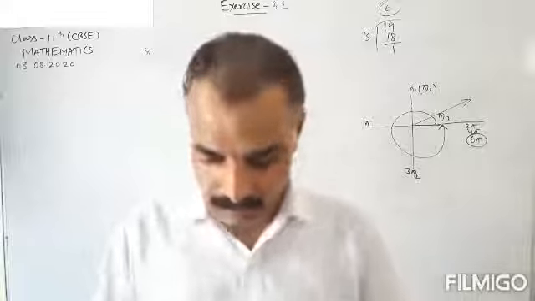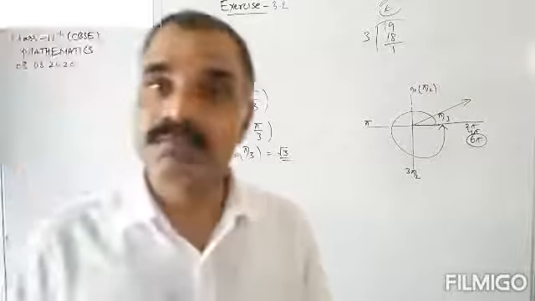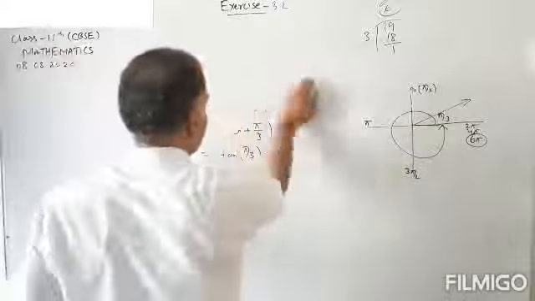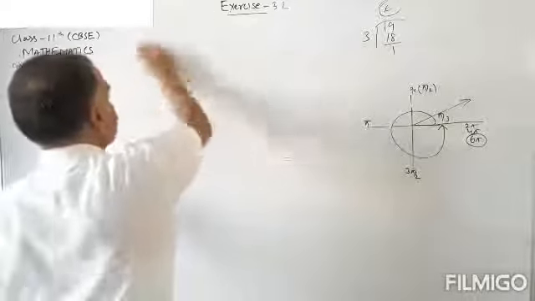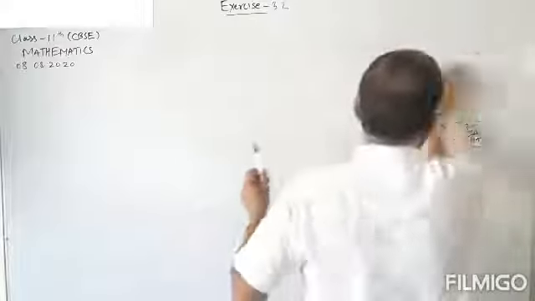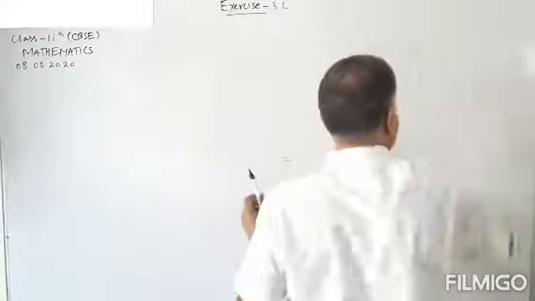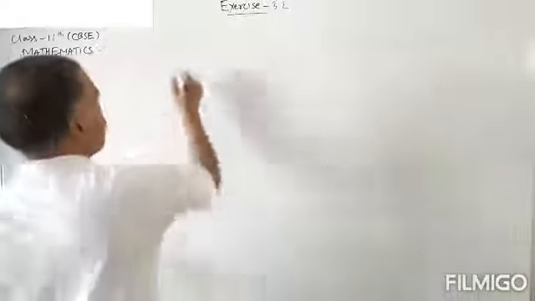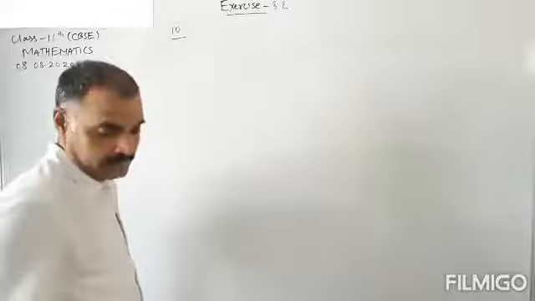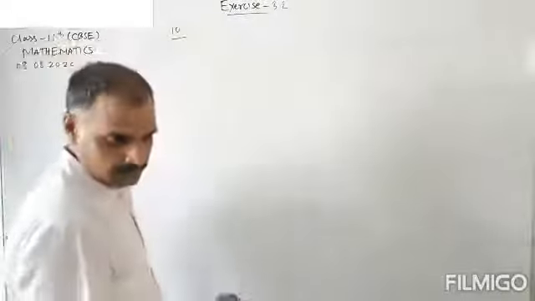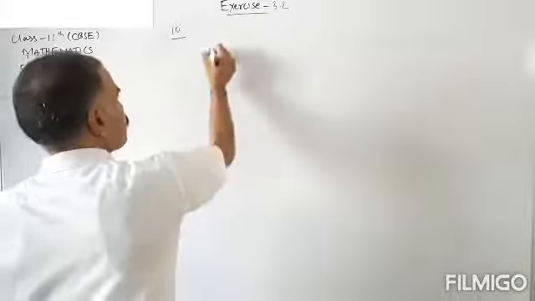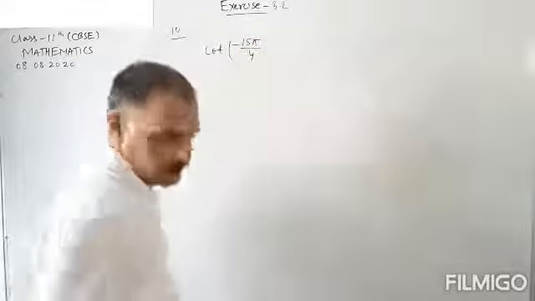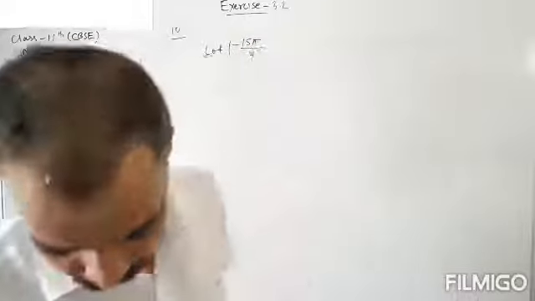Okay. Now let's take one more question, number 10. This is the last question of exercise 3.2. Question number 10 is: find the value of the trigonometric function cot of minus 15 pi upon 4.